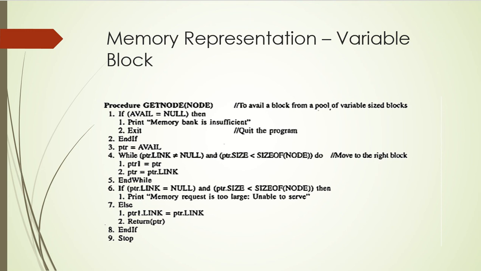So here, initially when avail is equal to null, you have to say that you cannot cater to the request and you will exit from the process.